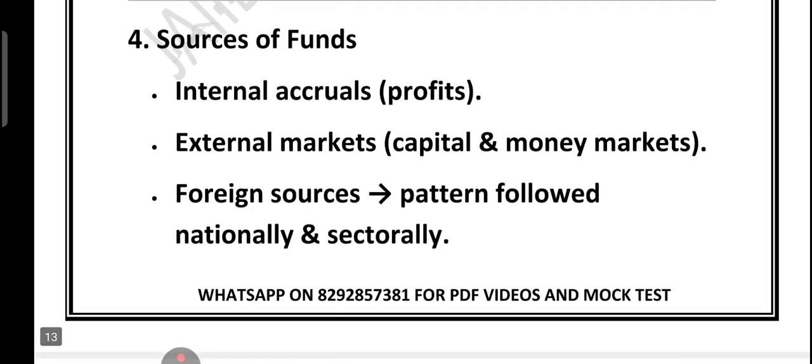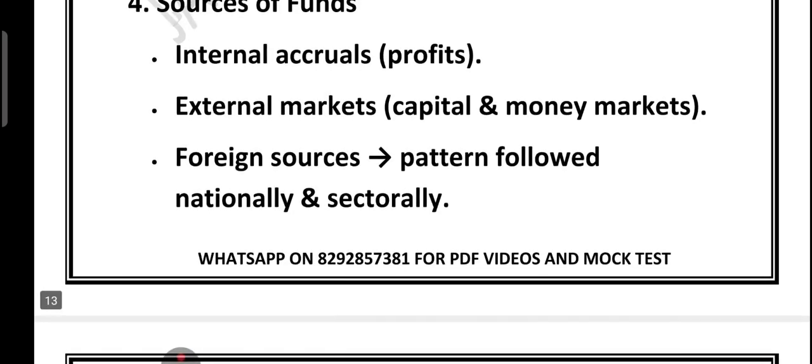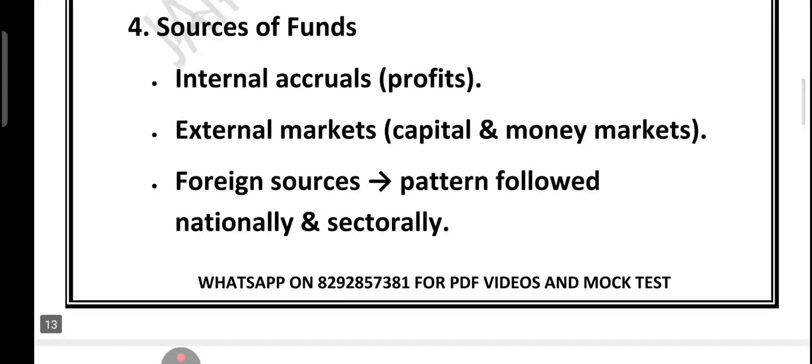External includes capital market like shares and debenture, money markets like corporate paper, commercial paper, certificate of deposit, interbank borrowing under the money market. And it also includes some foreign source like external commercial borrowing, FDI, trade credit. These are under foreign source. So fund structure follows national and sectoral pattern. Just now I have told you the sources of fund. It can be internal, retained earning and depreciation reserve. It can be external, capital market and money market, foreign sources.